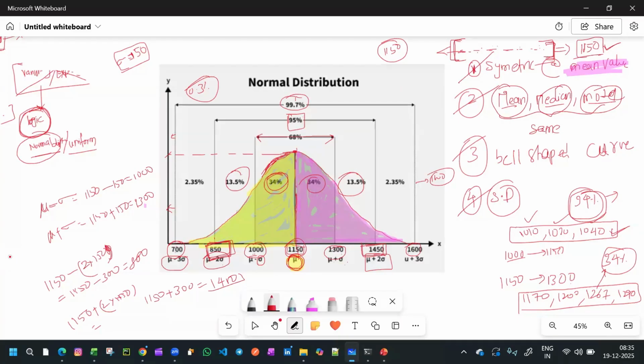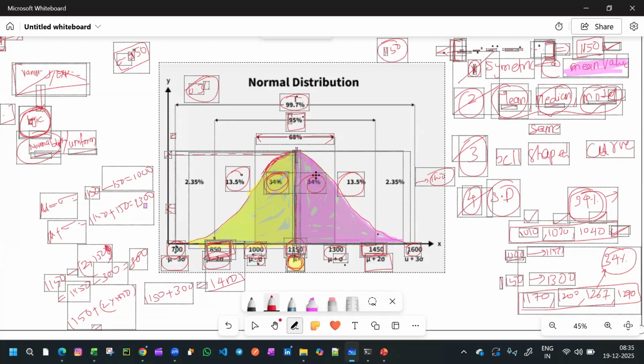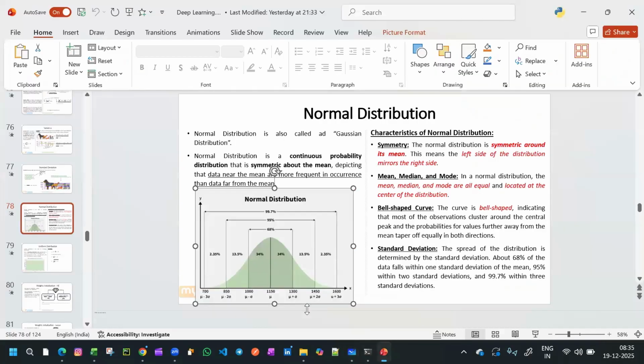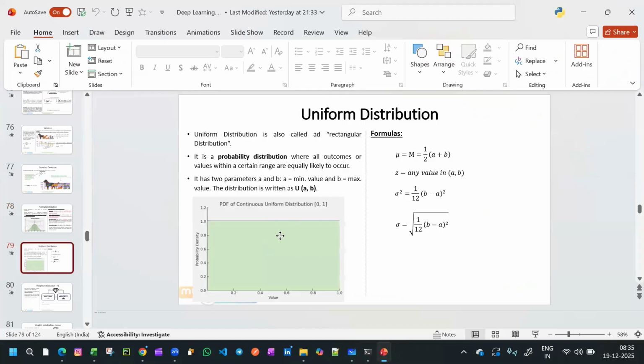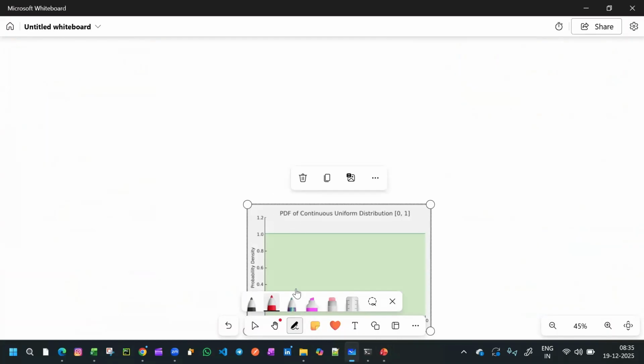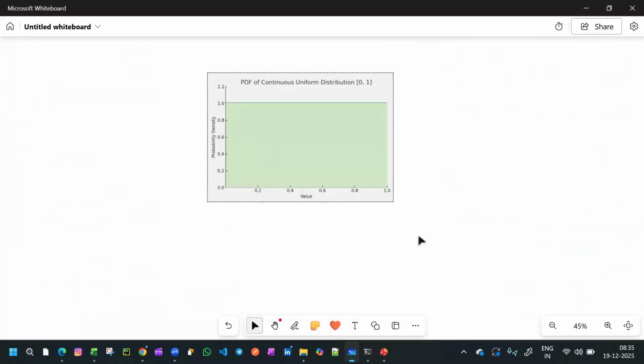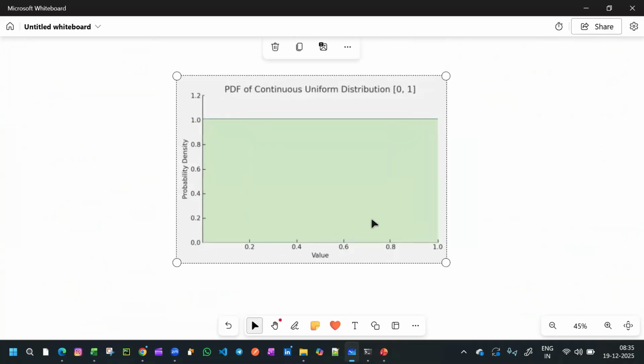Okay. So let us take the uniform distribution. Uniform distribution is something different again. Let me copy some figure for your easy understanding. It's very easy, not as complicated as the normal distribution. It's a very simple graph, without the complexity of the normal distribution. It's a uniform distribution.